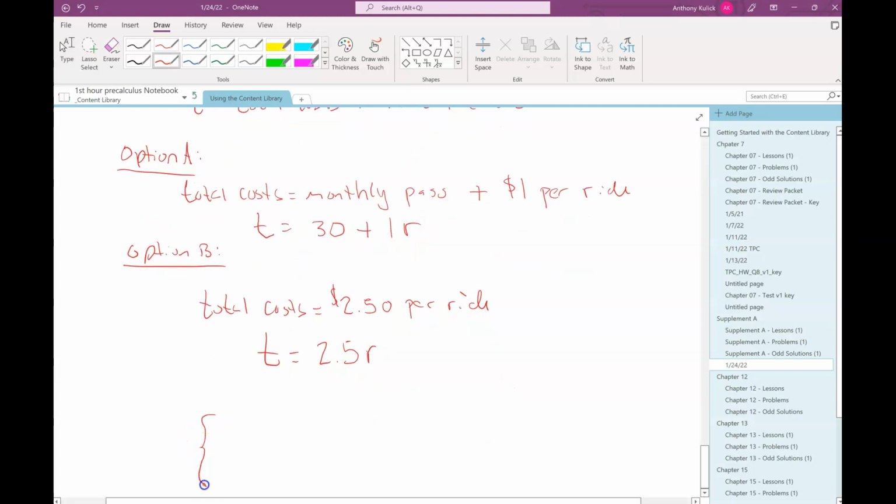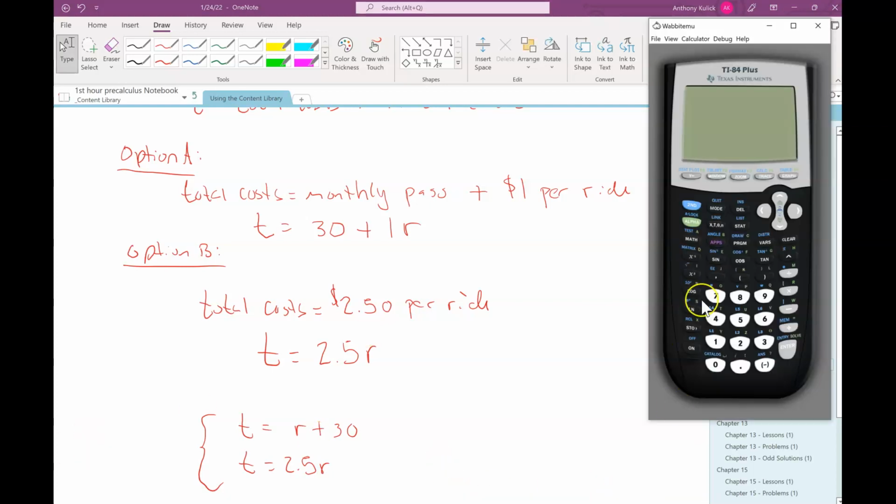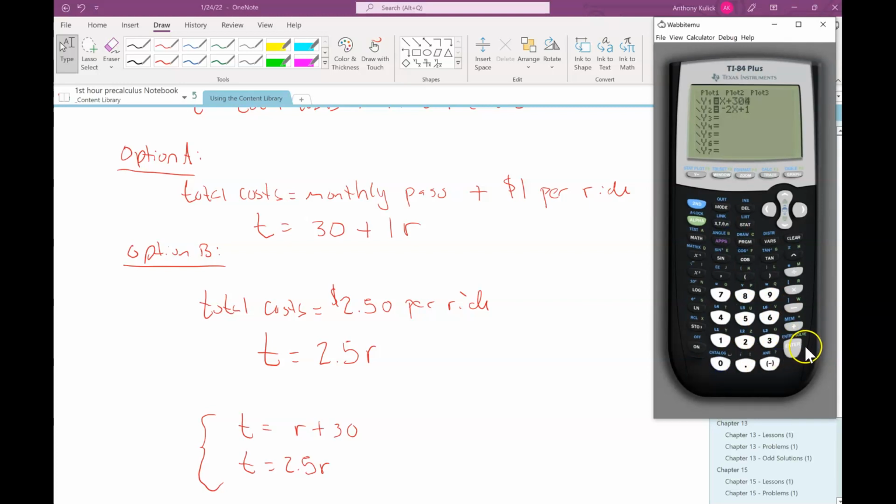So my system then that I'm going to solve, actually, let's do that, is that. So just go to my calculator. Now here, almost certainly I'm going to have to change my window, right? So I'm going to use X to represent R and Y to represent T.